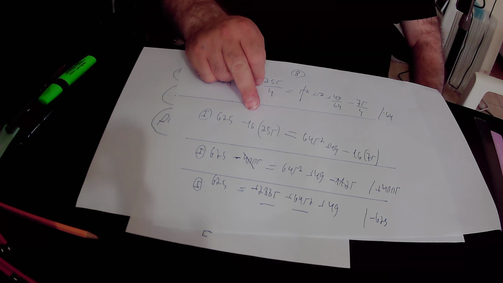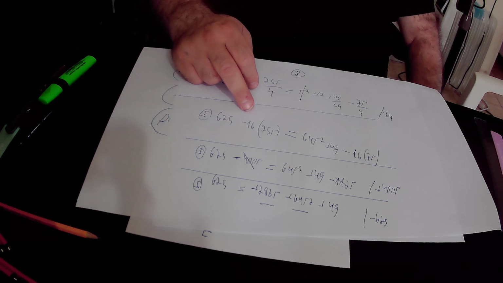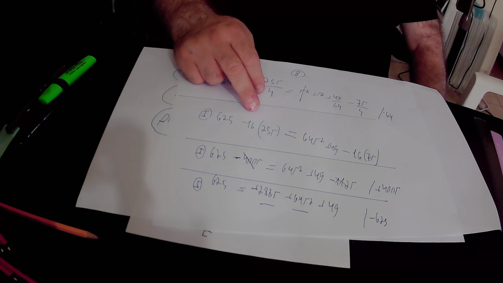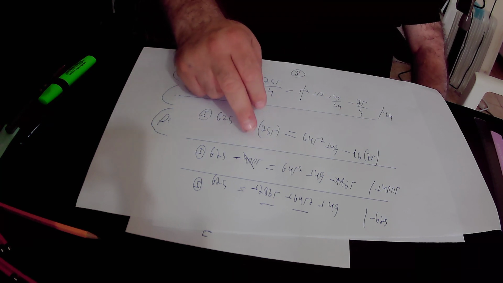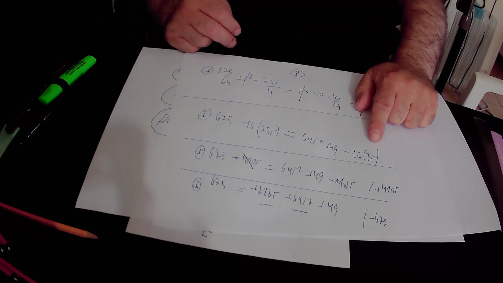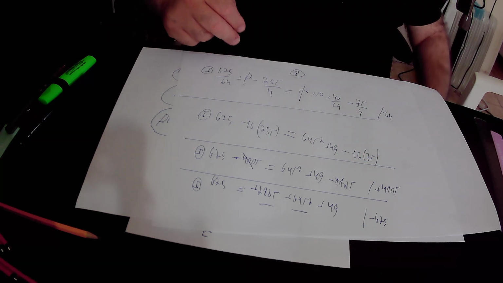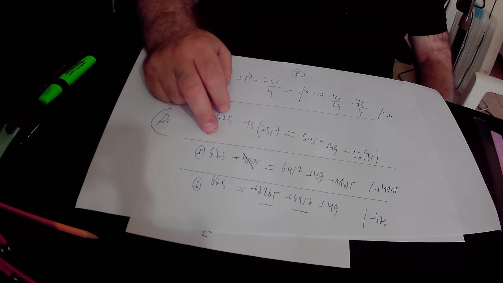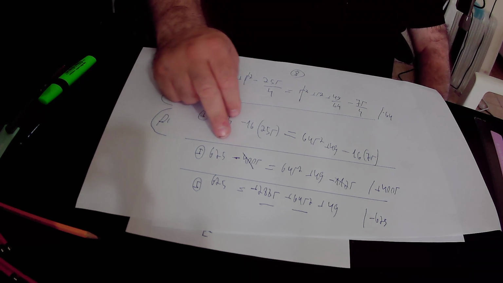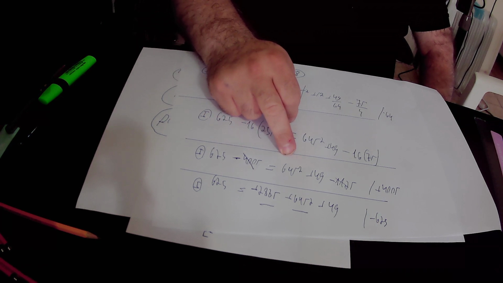And here minus 16 times 25r equals minus 400r, and here minus 16 times 7r equals minus 112r. So in conclusion, I found out that according to equation number 1, 625 minus 400r equals 64r squared plus 49 minus 112r.